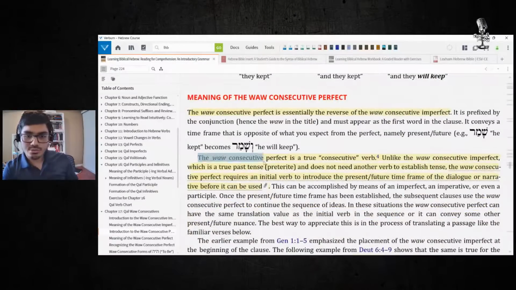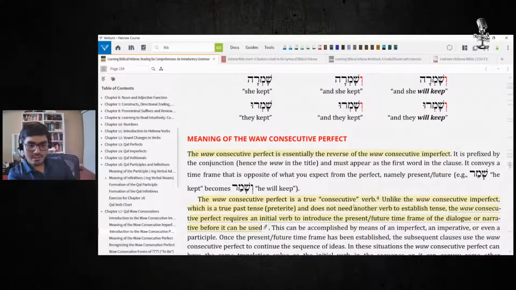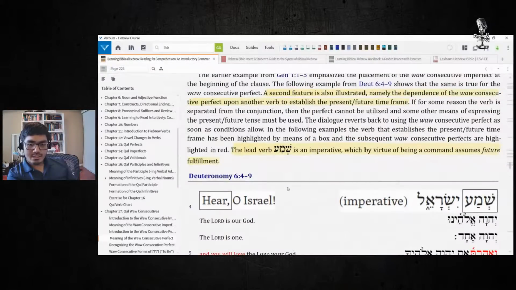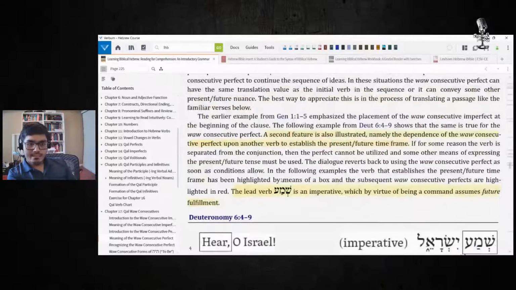So the Vav consecutive perfect is a true consecutive verb, unlike the Viktal form that we were just looking at. It is not a true past tense and does need another verb to establish the tense. The Vav consecutive perfect requires an initial verb to introduce the present future frame of the dialogue. So you have to know from something preceding it to know that the Vakatal form is in view. So it is dependent, as you can see. And the verb preceding it doesn't necessarily have to be an imperfect. It could be a volitional.